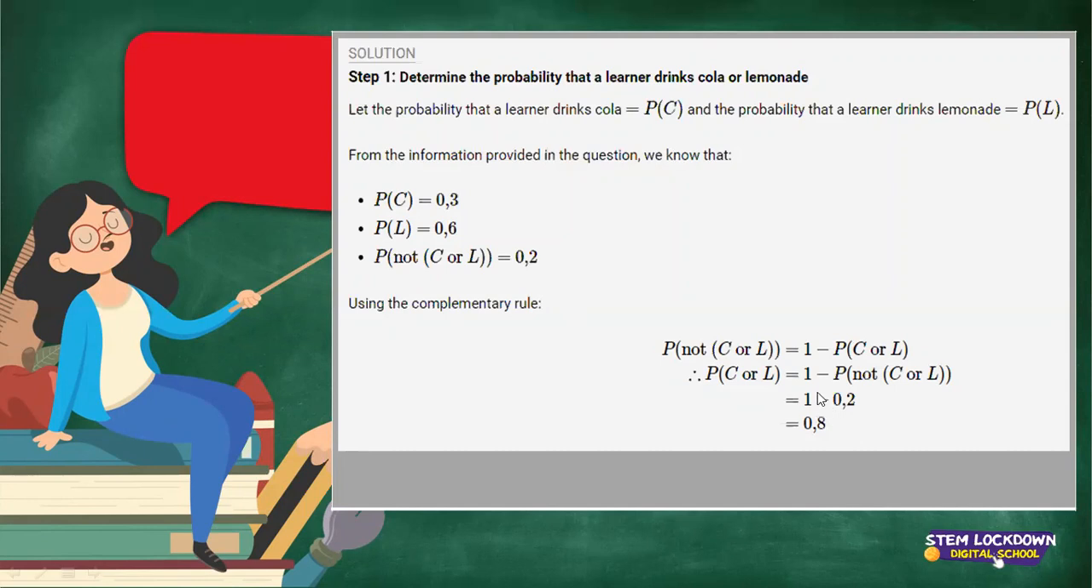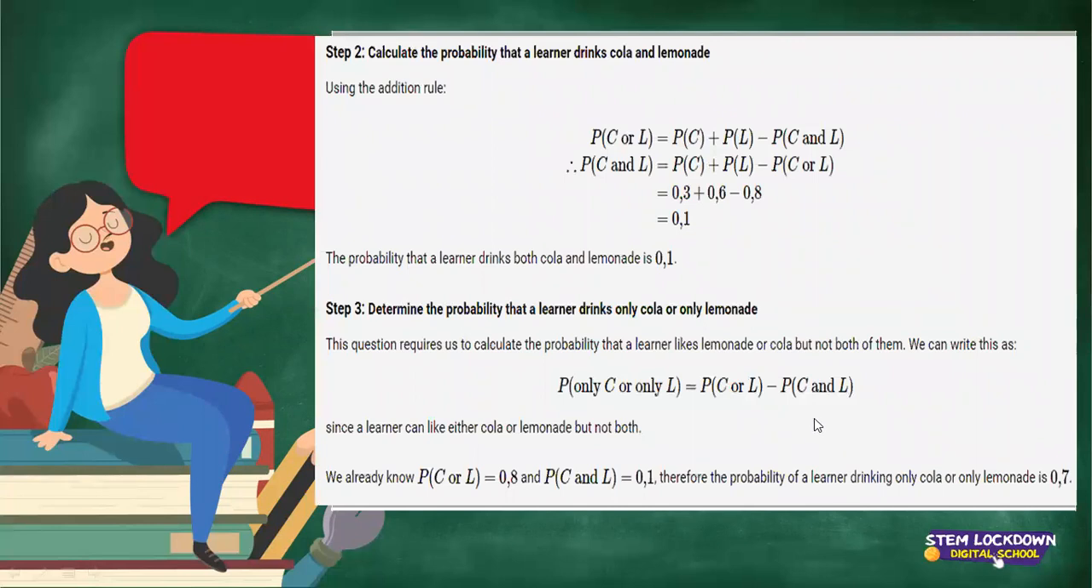Because the word "not" implies 1 minus the probability of that very event. So the probability of drinking cola or lemonade is 0.8. Okay. So getting that, we can now use our addition rule to find the probability of drinking cola and lemonade. Using the addition rule, if you substitute your values, we're going to see that it will be equal to 0.1.